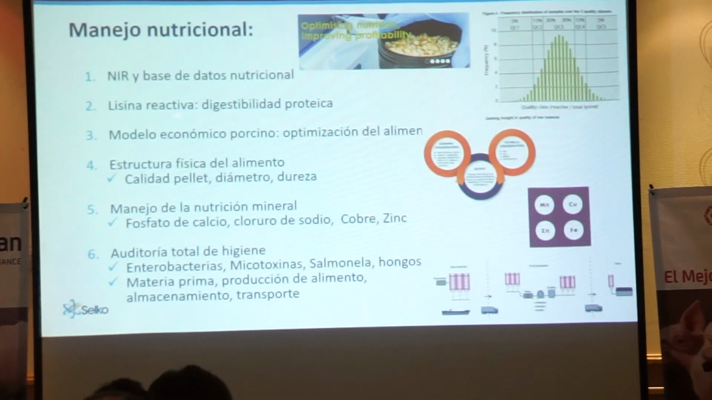Reactive lysine is one part that you can look at. Economic models, so for example the swine model we talked about this morning, we can also implement that at the farm as part of the complete program. Physical structure of the feed, very important, so the pellet quality, the diameter and the durability of the quality of the pellet. Trace mineral nutrition is one part where we want to have a good look at, and total hygiene audit.